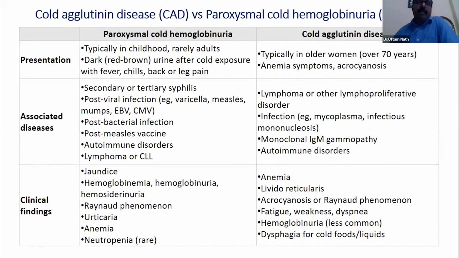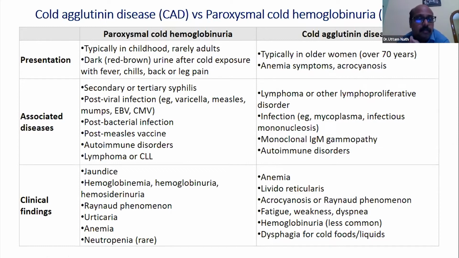After warm AIHA, we'll briefly discuss the cold reactive antibody mediated AIHA, which are cold agglutinin disease and less commonly PCH. Okay, what are the differences between CAD and PCH? CAD occurs mainly in older patients, and often there are cold related symptoms like livedo reticularis, acrocyanosis, on exposure to cold. In contrast, PCH is now mainly a disease of children, and it occurs after viral infections and viral like illness.